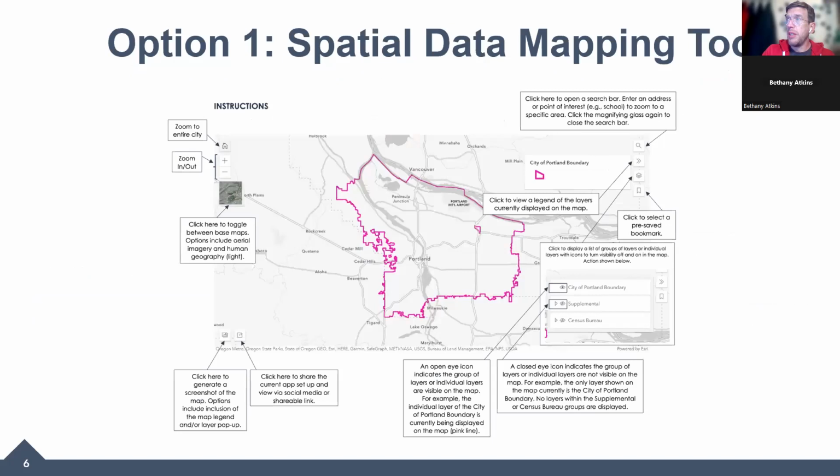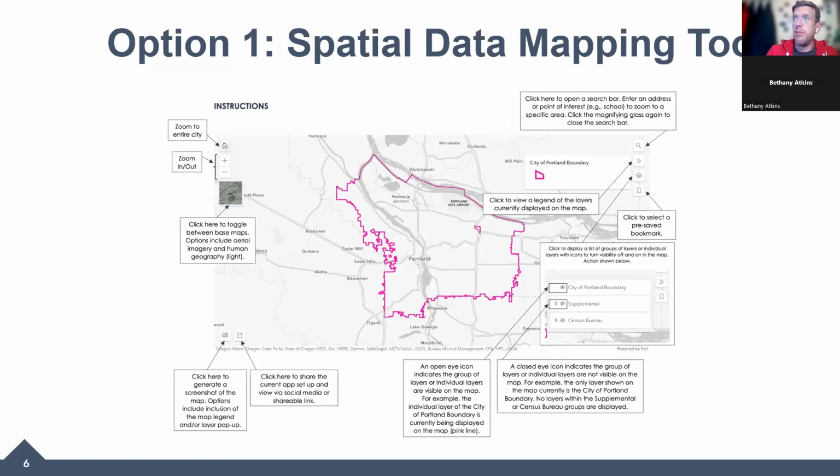This is what the screen looks like for the spatial data mapping tool. I'm going to run through some of the stuff on it really quick here. I'm going to screen share in a few minutes, once we get through the training itself, and show you hands-on with this option as well as the DistrictR map. But just starting in the upper left-hand corner, it's got similar functions to Google Maps.